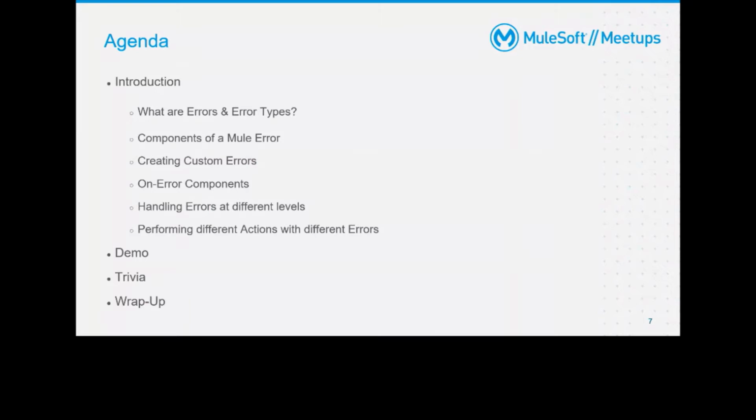So, today's agenda will discuss what errors are and the error types in MuleSoft. Then something about components of a Mule error, and how we can create custom errors in MuleSoft. Then the two different types of on-error components, and how we can handle errors at different levels in MuleSoft, and what actions you can perform with different errors. The demo will go side by side, followed by a trivia quiz and wrap up.